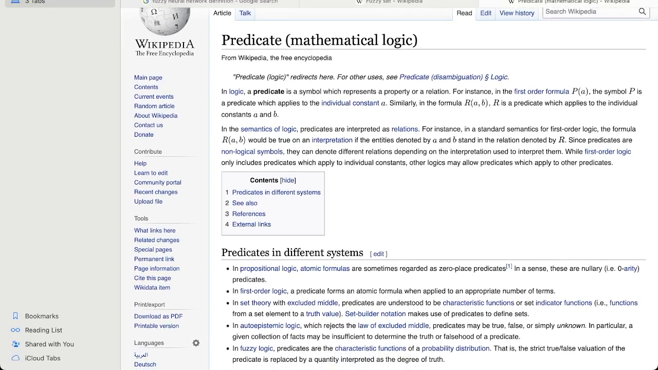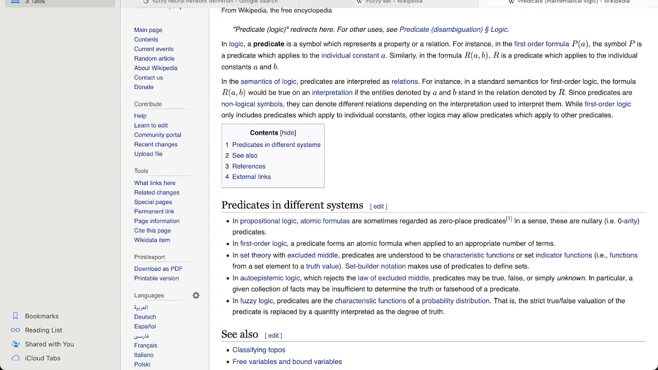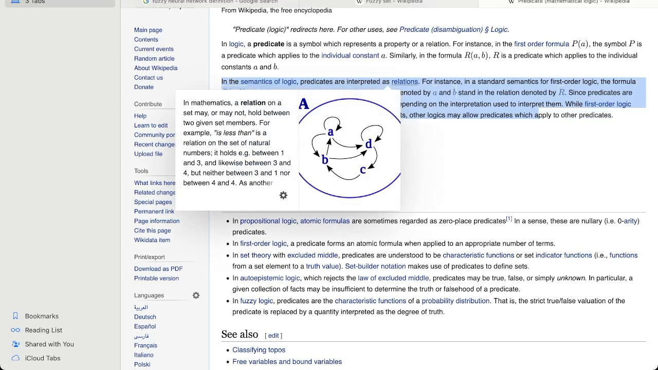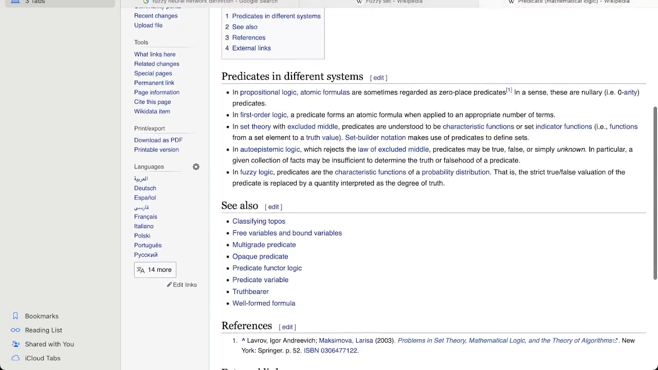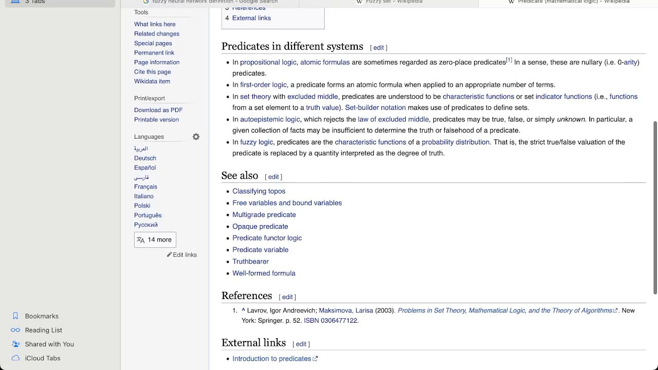So for a predicate, which is a mathematical or logic symbol that represents a property or relationship, a relation with semantics and or logic, predicates are interpreted as relations. And for predicates in different systems, you can see I went down here to show that set theory, which I was using for trigonometry in R three-dimensional space, can be used in fuzzy logic. And predicates are the characteristic functions of a probability distribution. So log normal is what I'm going to get to in one of the clips a little bit later.